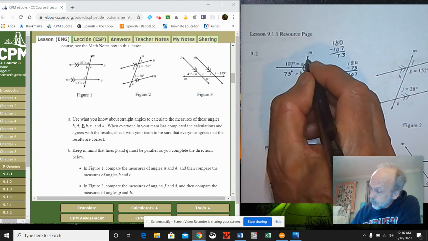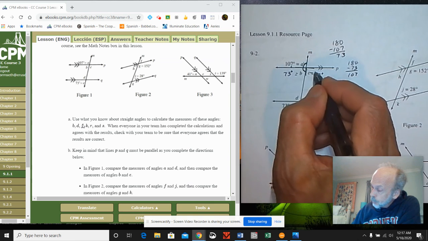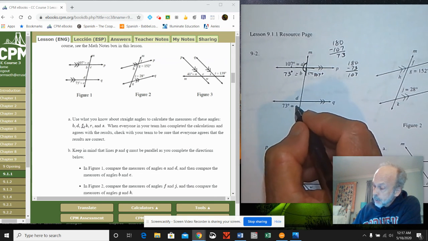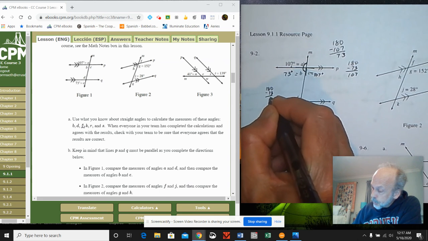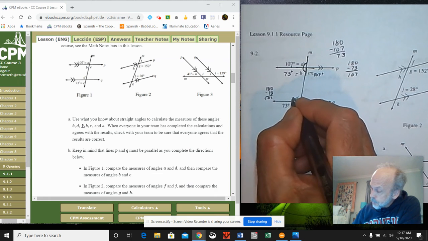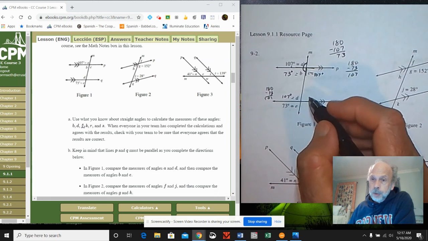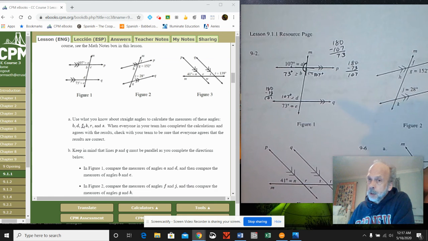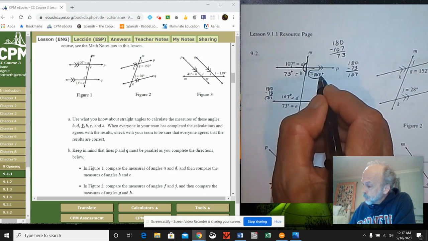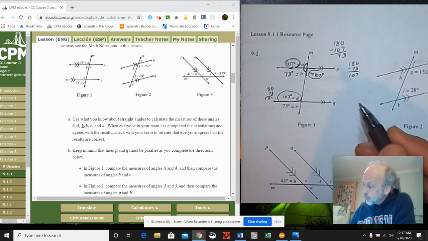Or you might have noticed A and C are vertical angles, so right away, you know those are the same. Down here, E and D make 180, so we subtract those. That tells us D is 107 degrees. Then at this point, you're probably noticing a lot of these end up coming out to the same answers. So start looking for where the angles are that are the same. Here's 107, here's 107, here's 107, here's 107.